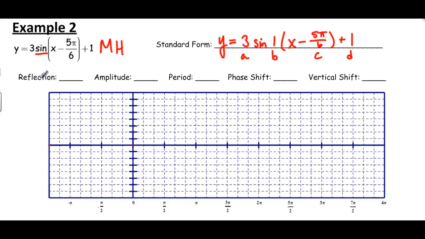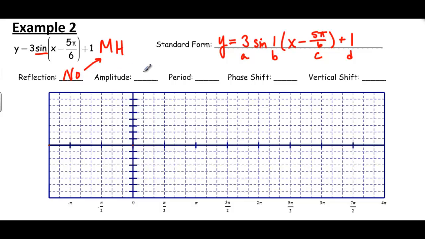So now I'm going to take the a, b, c, and d and fill in my 5 questions. Does this graph reflect? Well, a is positive, so the answer to that is no. And because this is a no, my graph is still going to stay the same as my original. It's going to go from middle, high: middle to the highest point, middle to the lowest point. If it reflected, it'd go middle to the lowest point, middle to the highest point. Any point on that midline won't be affected by the reflection because it's actually on the reflection line.